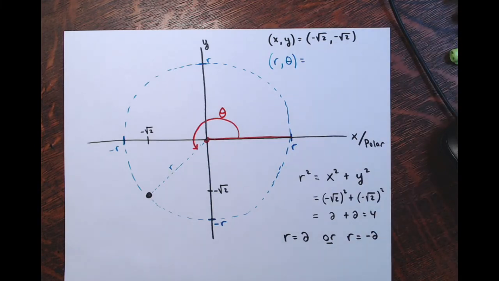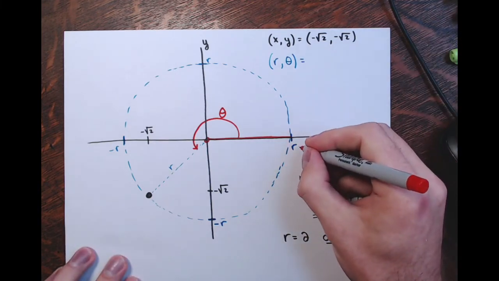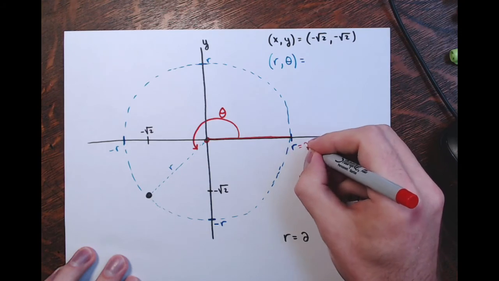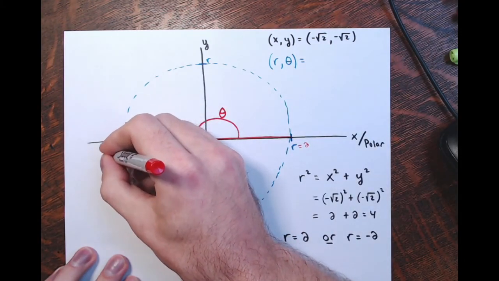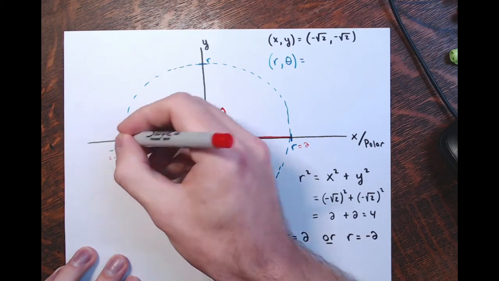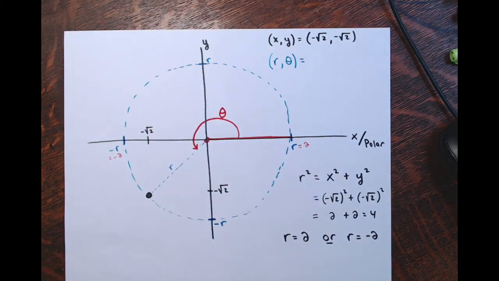So I'll write that on my picture. Right? Here's where r is positive 2 on the polar axis. And here's where the value on the polar axis is negative 2. Right? All right. Okay.